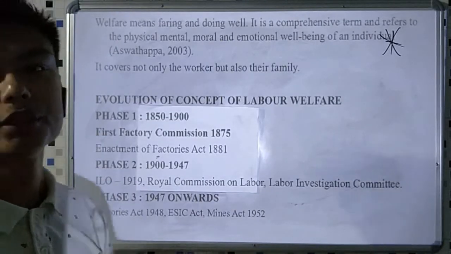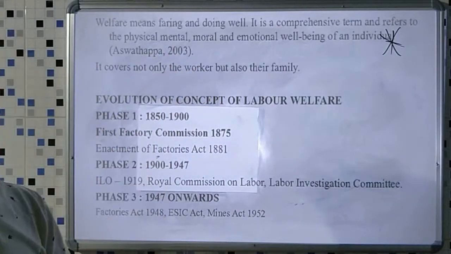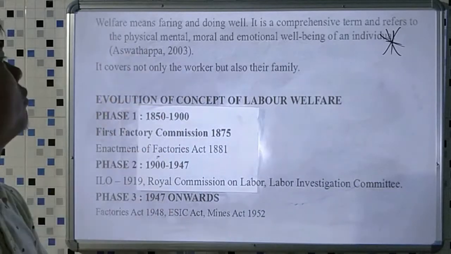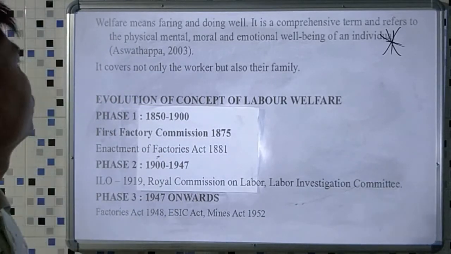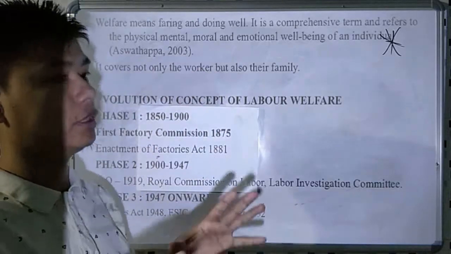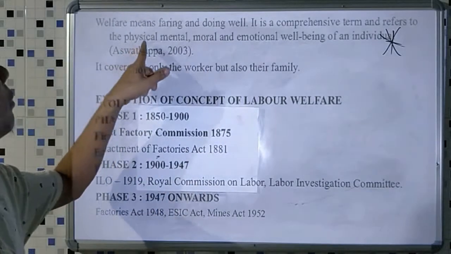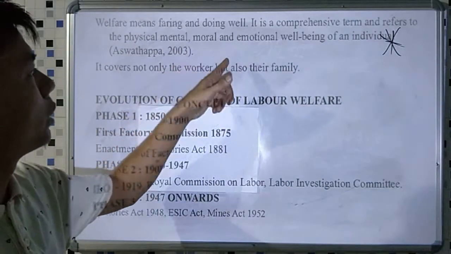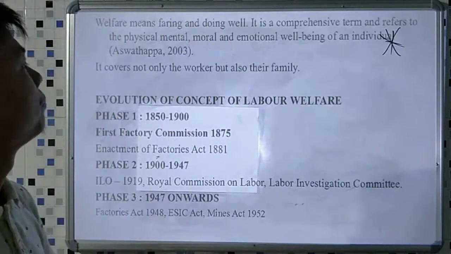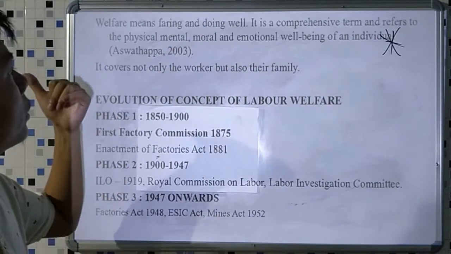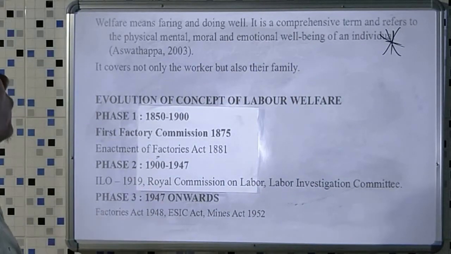Now, what is welfare? As defined by Aswat Thapa, 2003, welfare means faring and doing well. It is a comprehensive term, which means it is a group of big things. It contains the physical, mental, moral and emotional well-being, taken together. It's comprehensive. So, the well-being of an individual. We already know what welfare is.